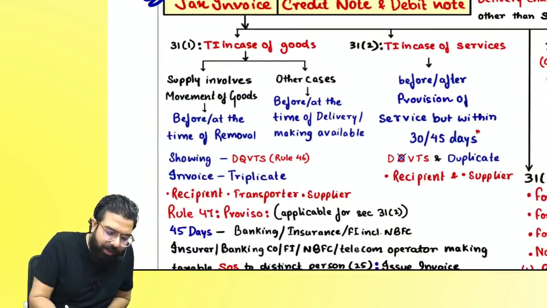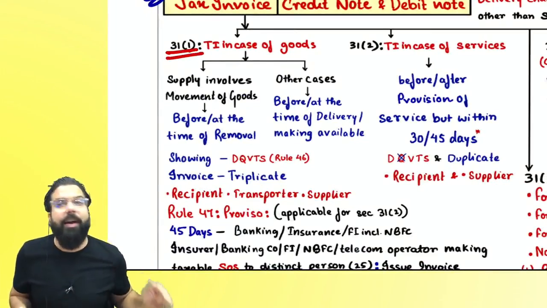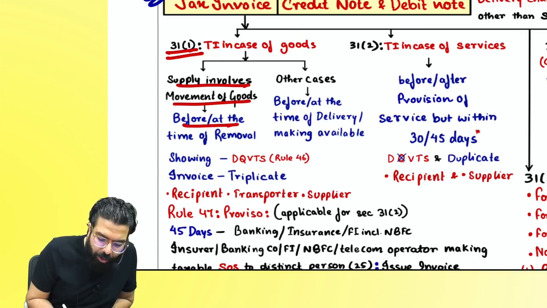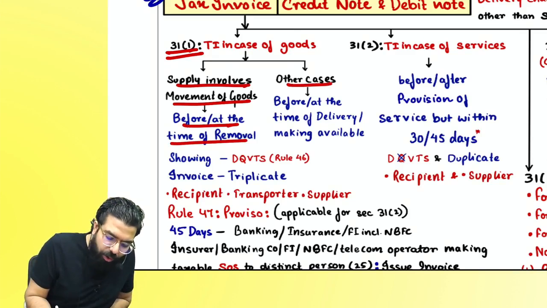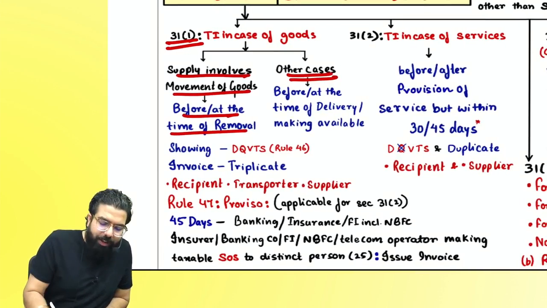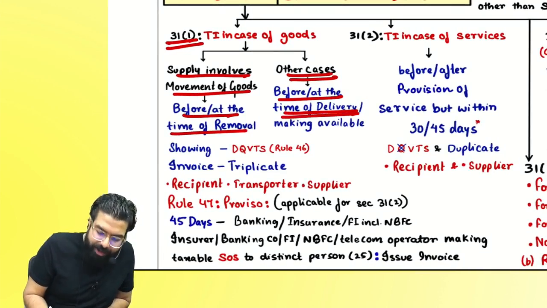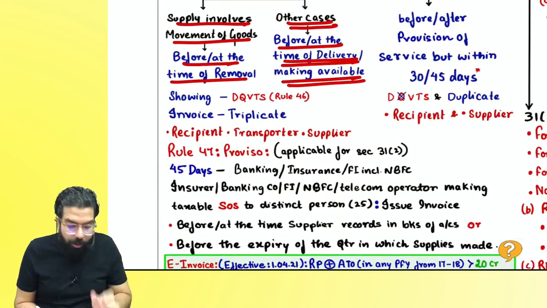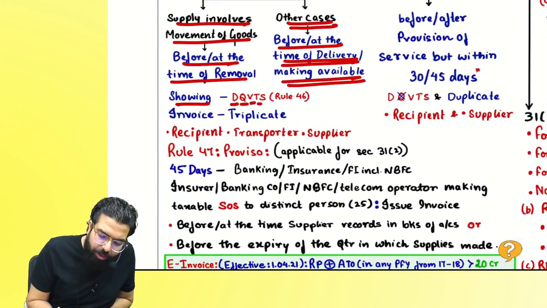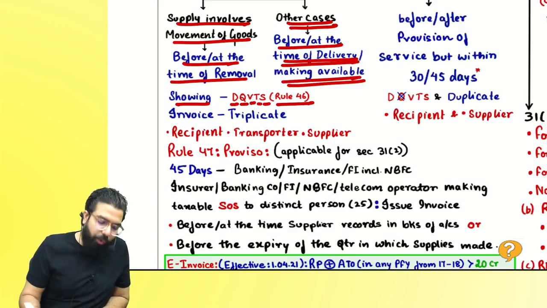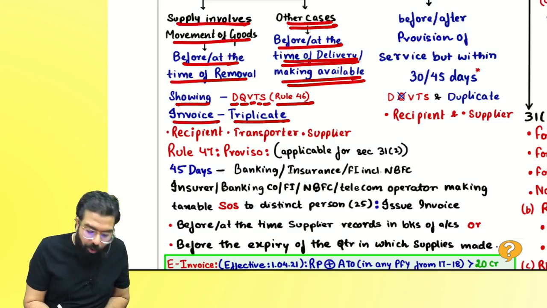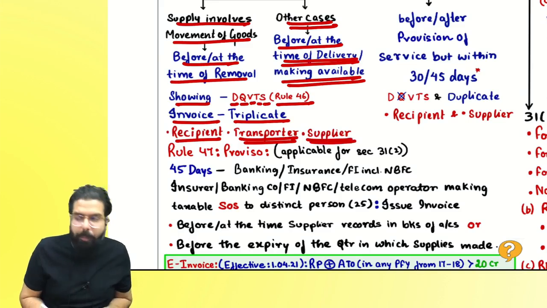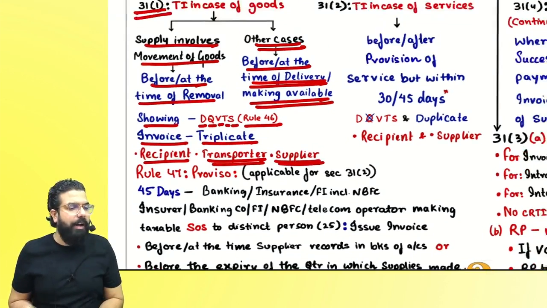Now, section number 31 has section number 31(1), which says tax invoice in case of goods should be raised if the supply involves movement before or at the time of removal. Sir, if goods don't involve movement or any other case, always remember before or at the time of delivery or making it available. When you are supplying the goods, always show description, quantity, value, tax and such other particulars as told in rule number 46. Invoice should always be in triplicate, original for the king, that is the recipient, duplicate for the transporter, and the triplicate copy is for yourself, that is the supplier.